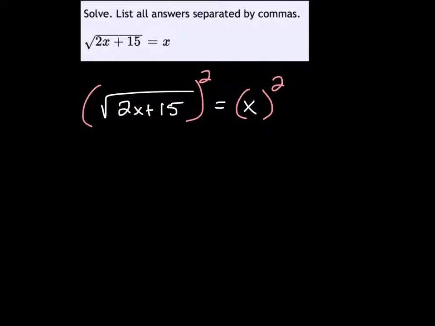When we do this, though, it's important to note that we're going to have to check our answers, because the process of squaring both sides of an equation can create what we call extraneous solutions, and we'll come back to that. But anyways, when we square this, we get 2x plus 15. Our square root is gone, canceled by the squaring, and then we just get x squared on the right-hand side.